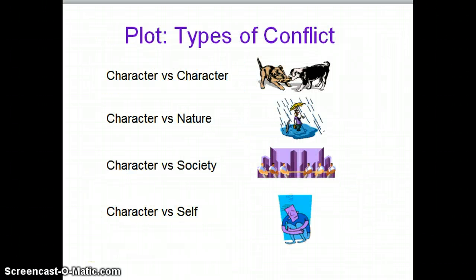Now this should be a review. I know that you've heard of these types of things before. These are the different types of conflict, remember. So we have character versus character, character versus nature, character versus society, and character versus self. You'll also need to be taking notes on these 4 types as I explain them each to you.